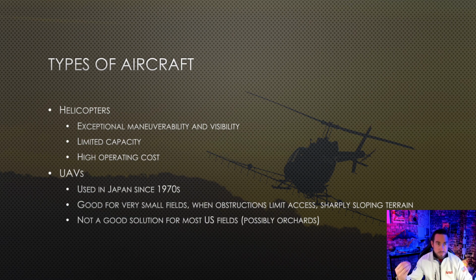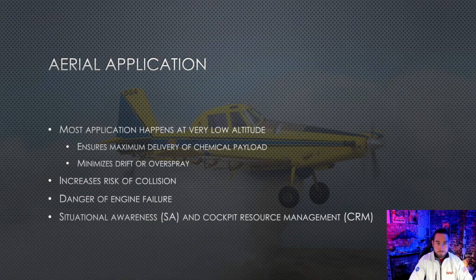So really they're only good for these niche applications where you have a small amount of area to cover and it's really difficult to access otherwise. Located on steep terrain, you just can't get another type of aircraft in there. In the United States, the primary areas where UAVs are used are in apple orchards, or orchards in general, just for smaller areas, but otherwise you're seeing aircraft used for aerial application.